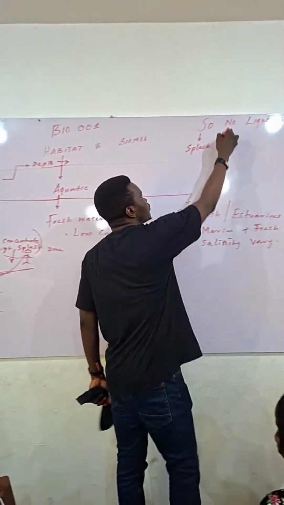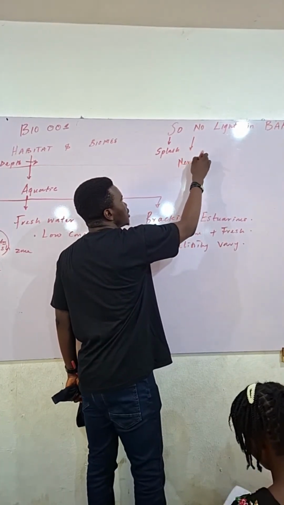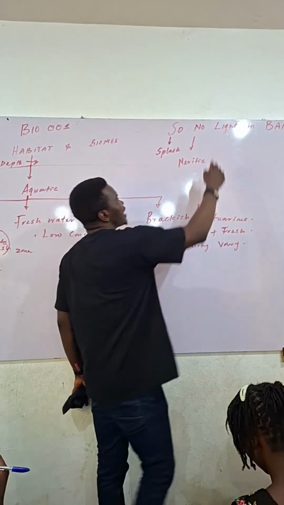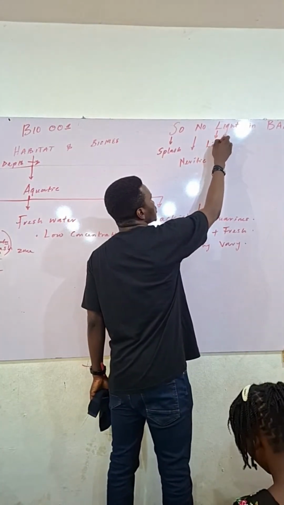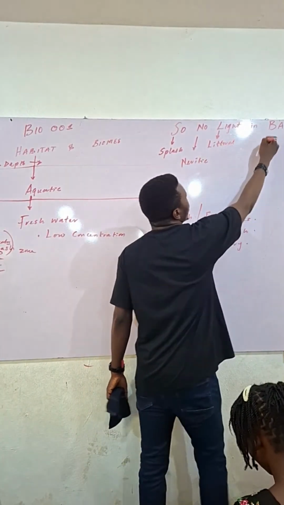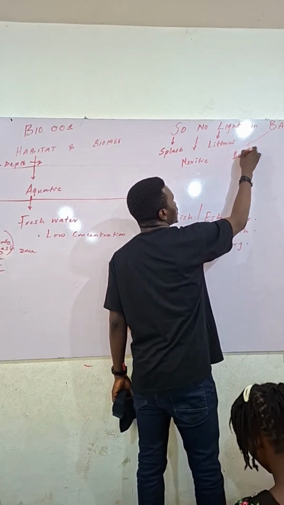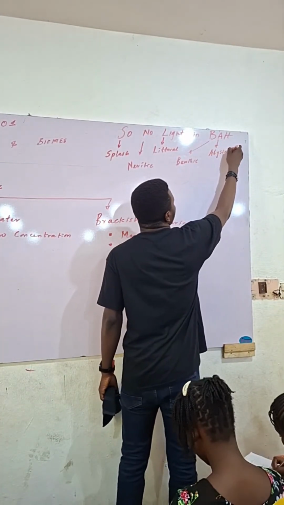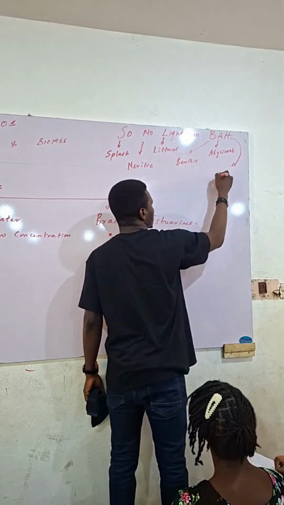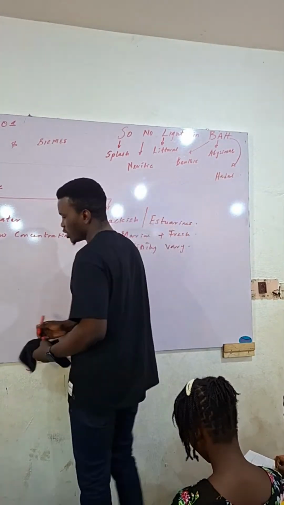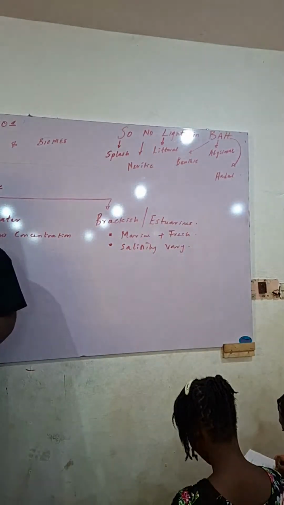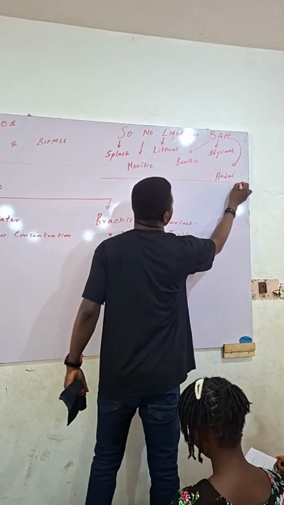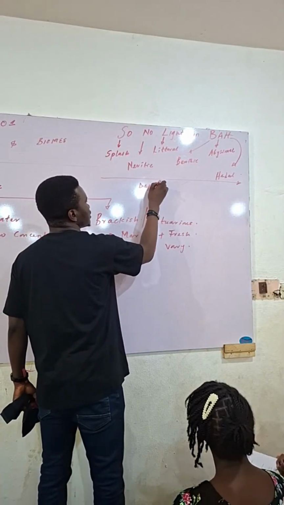Then after splash, we have what we call the neritic zone, based on depths. Then after that, we have the littoral zone. Then we have the benthic zone. We have the abyssal zone. And we have the hadal zone. So which one of them is the deepest? Which one is the deepest? Hadal, based on their depths.